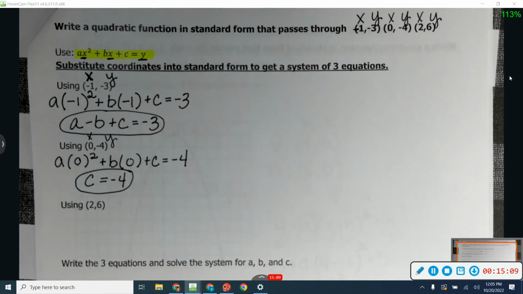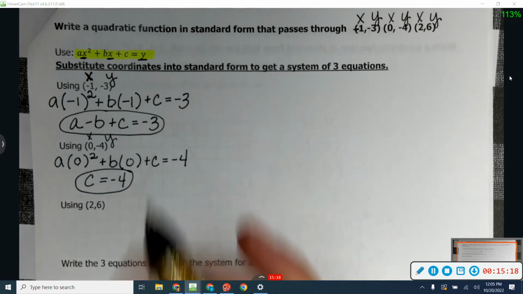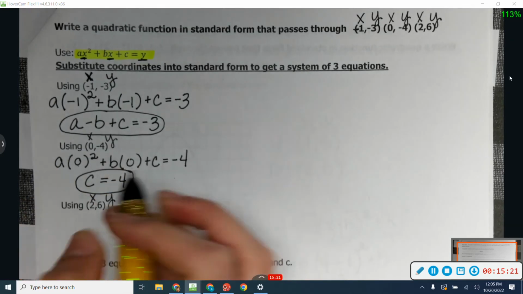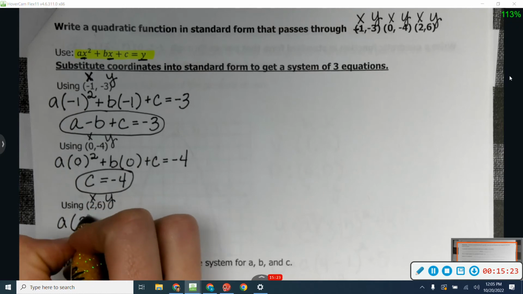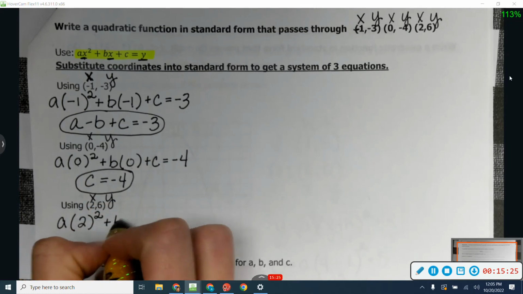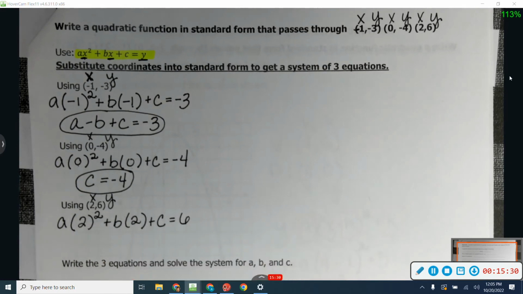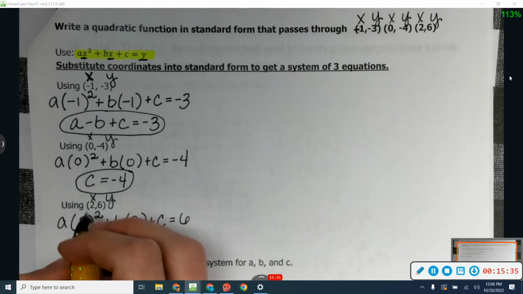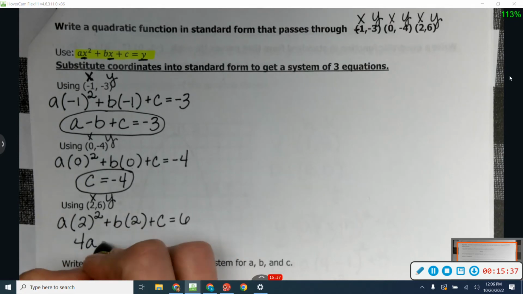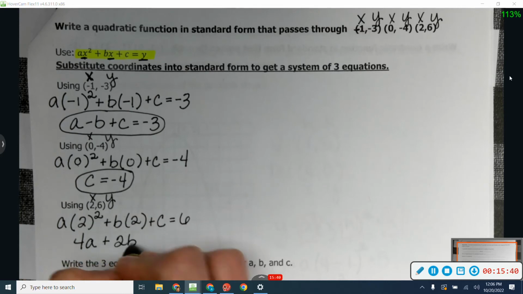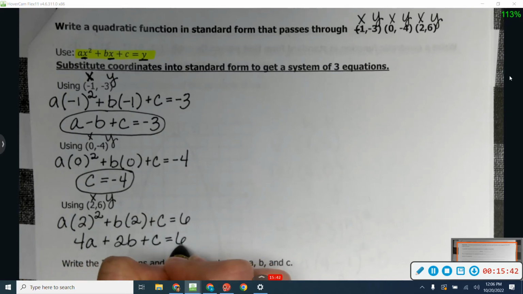So this particular example makes it a little bit easier on you, because now I know one of my 3 unknowns. I've got 2 left. Alright, so then my 2 and my 6, I'm going to do the same thing. A times 2 squared plus b times 2 plus c equals 6. So 2 squared is going to be 4: 4a plus 2b plus c equals 6.